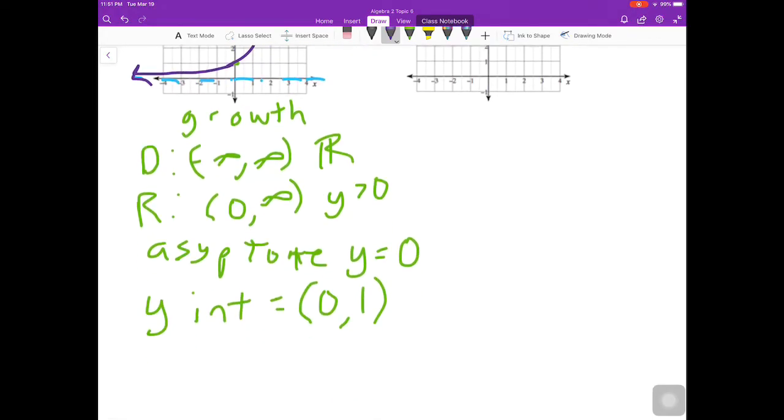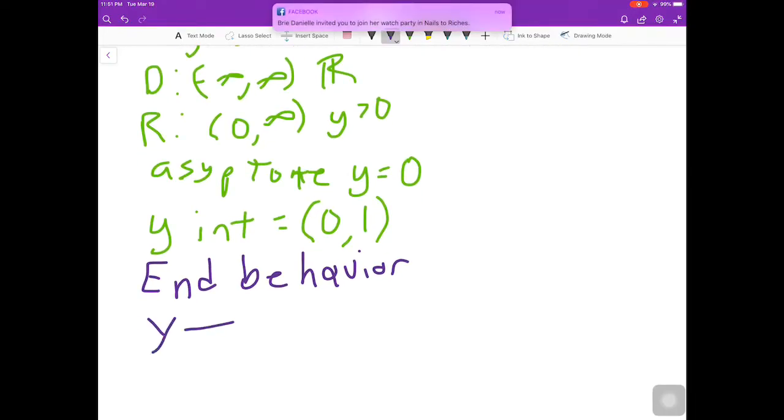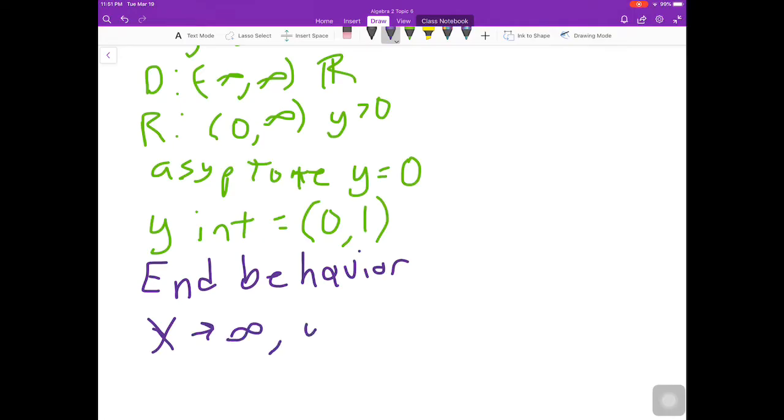So then we look at our end behavior. End behavior is the last thing that we address when we talk about the key features. As x goes to infinity, y also goes to infinity.